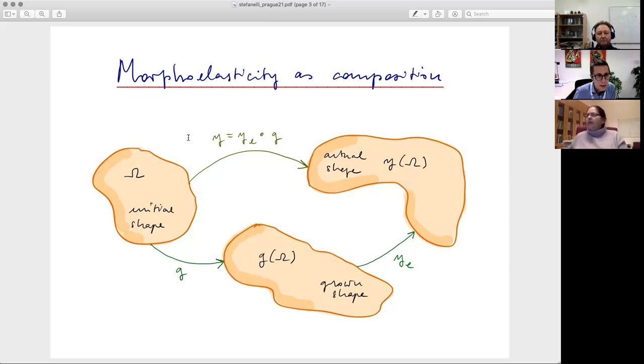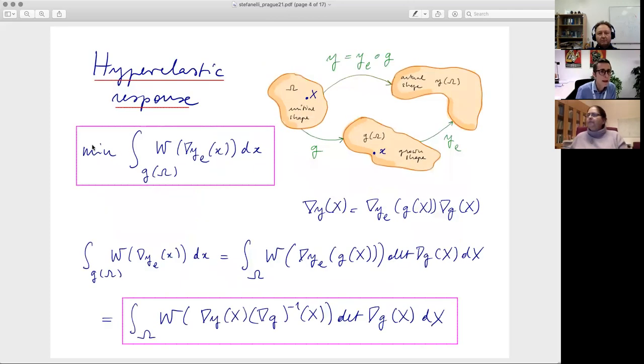Okay, so if we see this, then let's do a step. And let's assume that the response of my curve is hyperelastic, which means that I can associate to the gradient of my elastic deformation an energy. And I would like to look at those possible elastic deformations which are minimizing this energy. So this is what happens in this pink box here on the left.